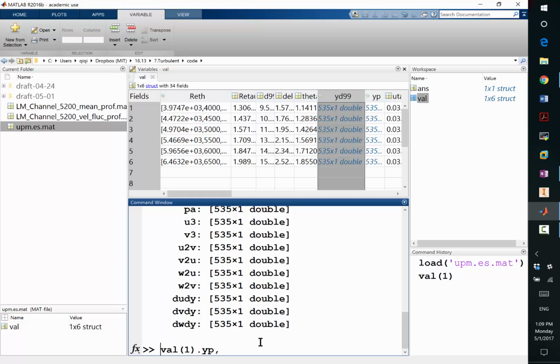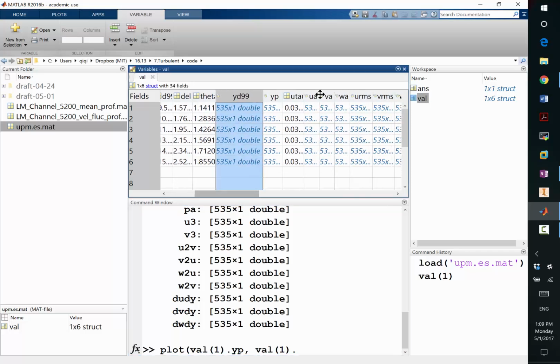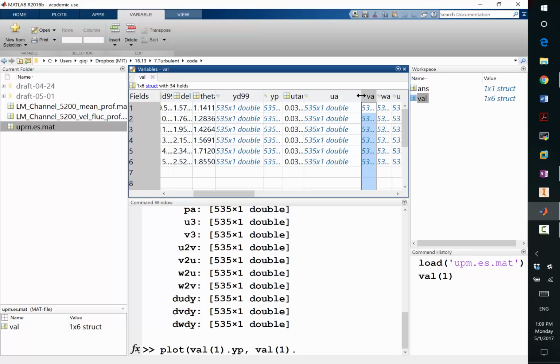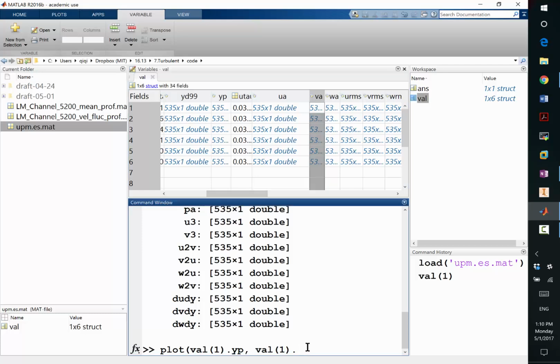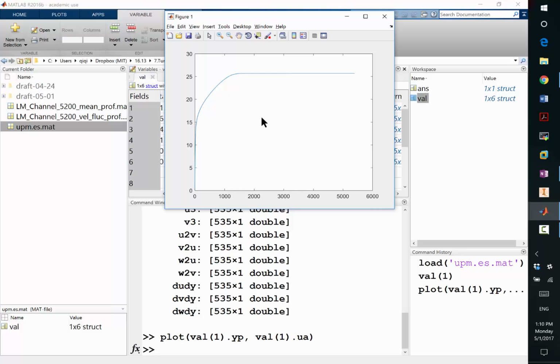If we plot it with respect to val1 at the same x location, but dot, I want the mean velocity, that is ua. So ua is the velocity normalized with respect to also the friction velocity, u star. So if I plot it, I'll have a plot like that. The x-axis is y plus, the y-axis is u plus. That's at one single profile.